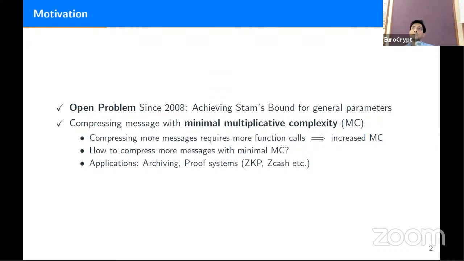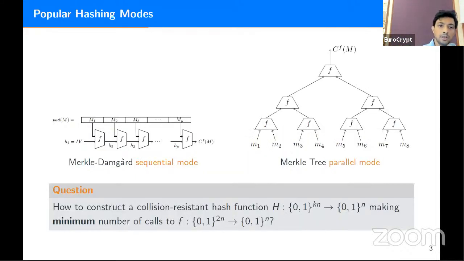The motivation of this work comes, on one hand, from the open problem of matching Stam's bound, which was proposed in 2008, and subsequently the conjectures were proven. On the other hand, efficient construction of hashing modes in general can improve the efficiency for practical use cases. For example, when you are doing large file archiving using Merkle type of mode of hashing, or maybe in proof systems. I'm sure all of you are aware of these two main, or perhaps most popular, modes of hashing. One is the sequential Merkle-Damgard, and another one is the parallelizable Merkle tree mode of hashing.